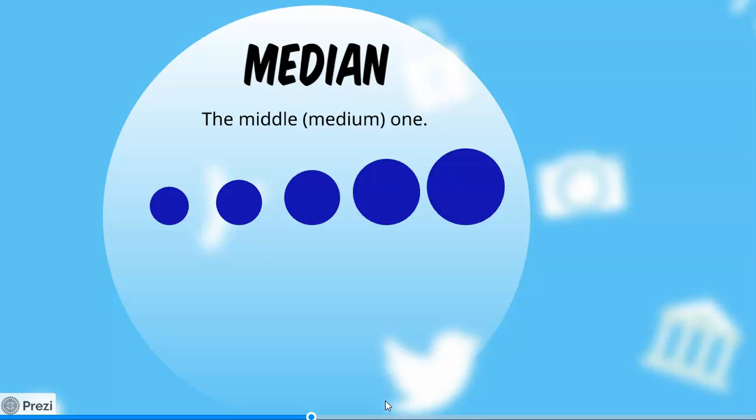The next average is the median, or the middle one. I call it medium because that's how I remember it. It's medium, it's in the middle. And in this one, we just organise them, put them in order, and it's the middle of that selection. That is the median. Quite straightforward.